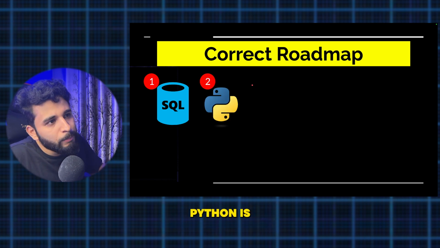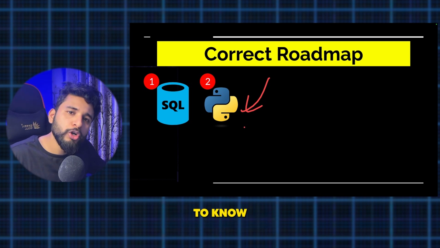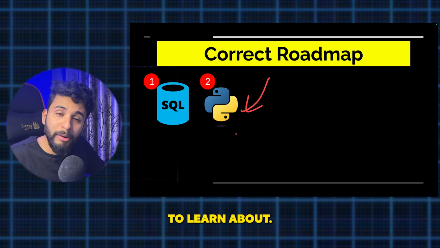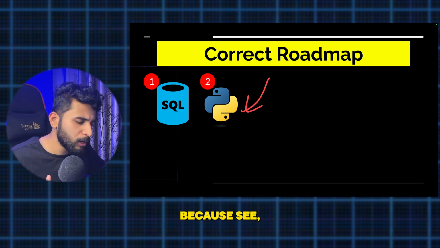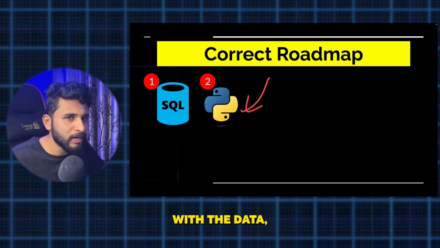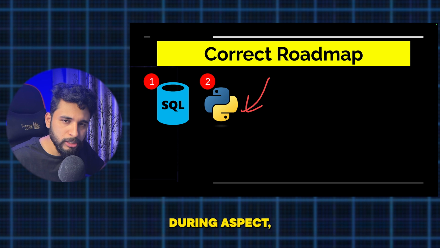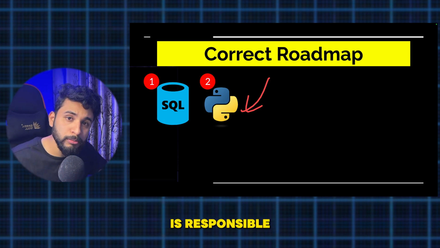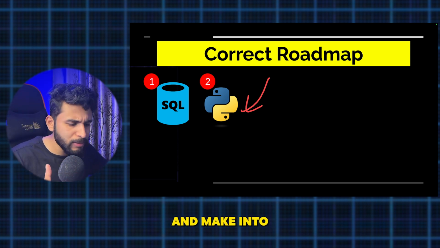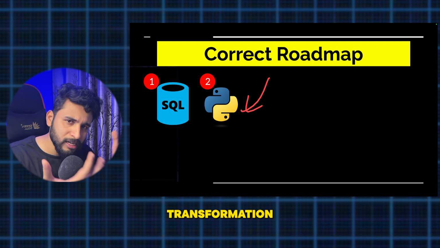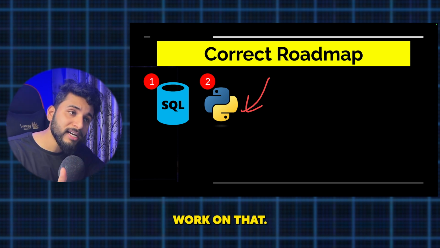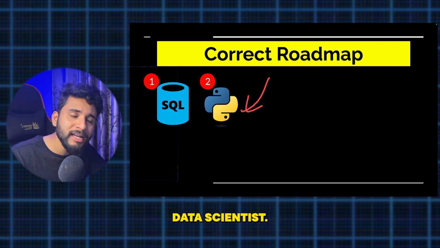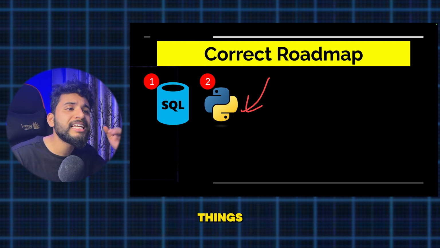Next is Python. Python is one of the technologies that you need to know and learn about, and you need to be very much aware of this thing. See, whenever you are working with data, if you are talking about the data engineering aspect, a data engineer is responsible for fetching the raw data and doing some transformation, so that they can make reports. The data analyst can work on that. Some predictive analysis can be done by the data scientist. So how will those things happen?